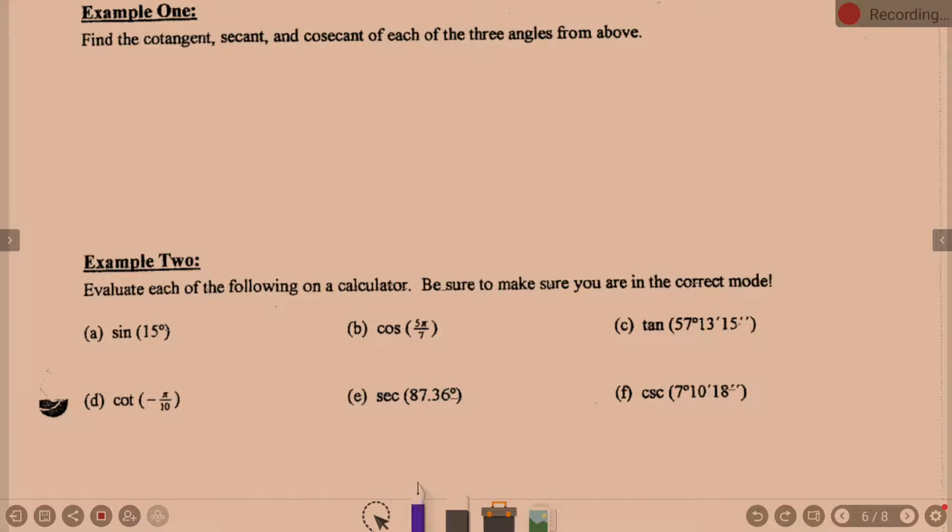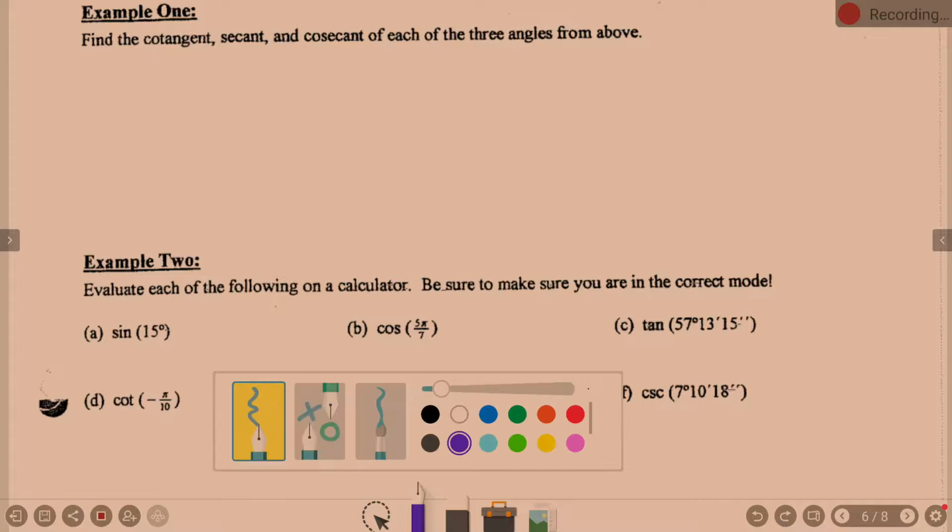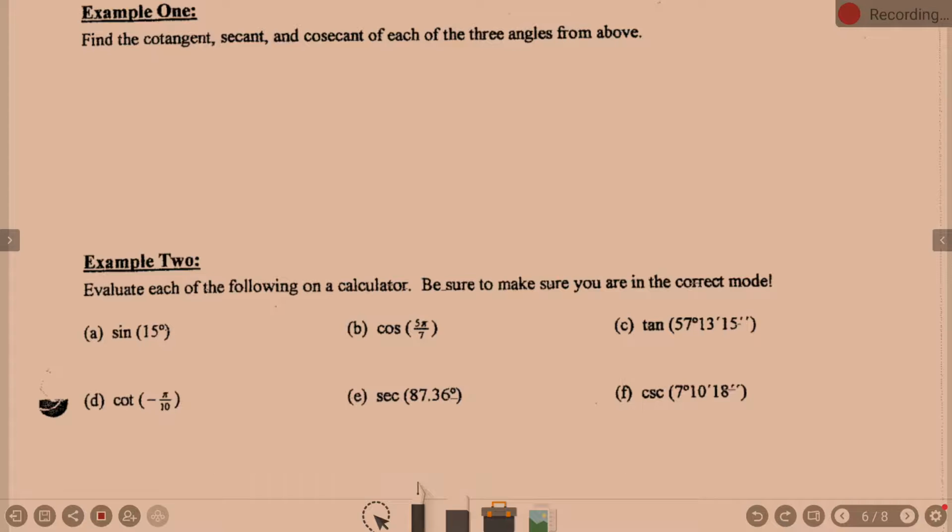This says find the cotangent, secant, and cosecant of each of the three angles from above. Basically, what are we saying here? Another chart. And that's what I set this one up as, another chart. I'm still going to put a degree column. I'm still going to have a radian column. And then I'm going to go in the order of cosecant, secant, cotangent. So if you want to start setting things up with me, I should have set this chart up ahead of time had I been thinking about it, but I didn't.